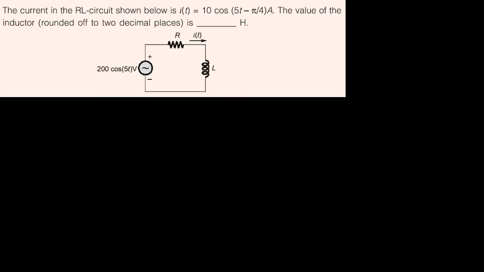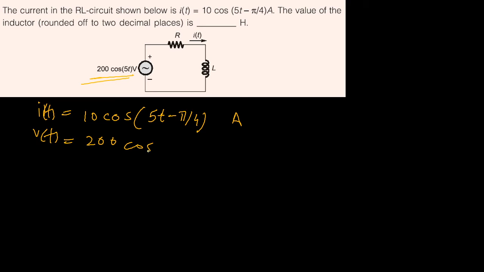So here is the circuit given. Let me write the equations here. i(t) = 10 cos(5t - π/4) ampere. And what is v(t)? Here is the v(t). It is 200 cos 5t volt.